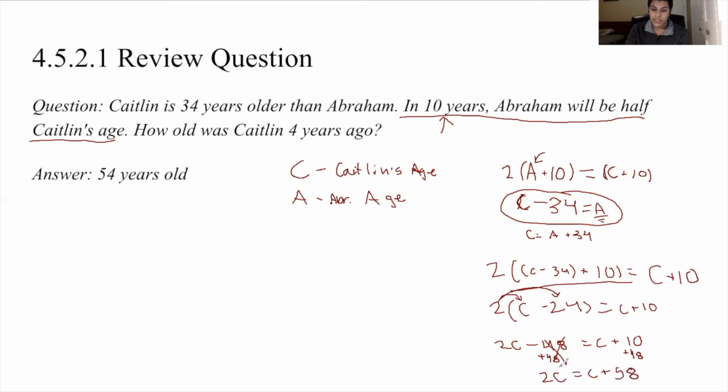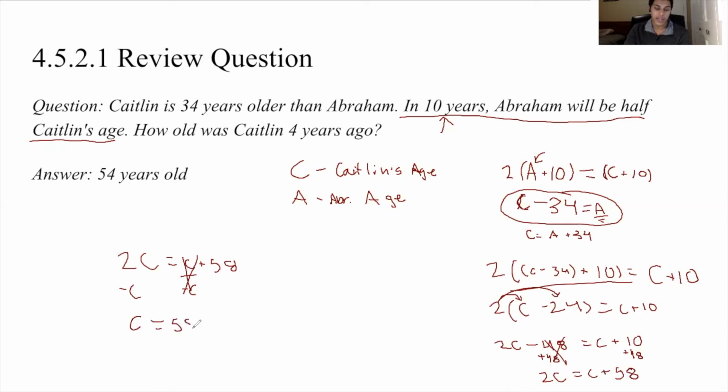And then finally, and I'll write it up here so we have more room, 2C equals C plus 58. Then we need to get rid of this C on the right-hand side of the equation, because we want our C to be on the left-hand side, because we're isolating the variable. So we can subtract C from both sides of the equation, because this is a positive C. So this will cancel out, and this will get us 2C minus C, which is just 1C, equals 58.